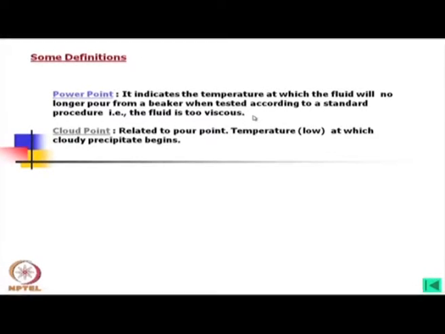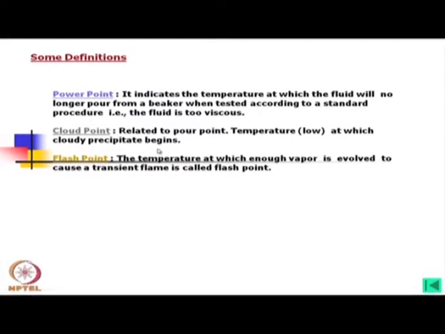Next, cloud point. Related to pour point, it is the low temperature at which cloudy precipitate begins. This means this must be above pour point. Oil is being transferred from one beaker to another, but you will find there is some precipitation like a cloud, that is called cloud point. Basically this will be a temperature; pour point, cloud point, these are temperatures.